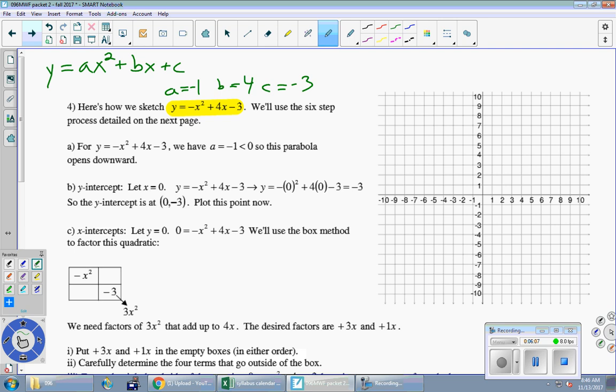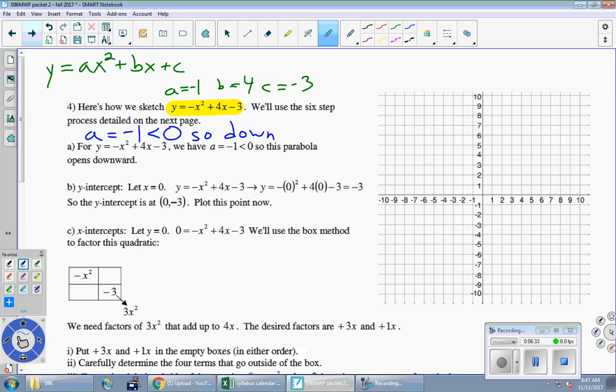So this one opens downwards, and we just have to write a little bit of justification. We say A is -1. It is less than 0. You could just write it's negative, but it's shorter to write it is less than 0, or bigger than 0 if it's positive. So the parabola opens down. That's a full credit answer.